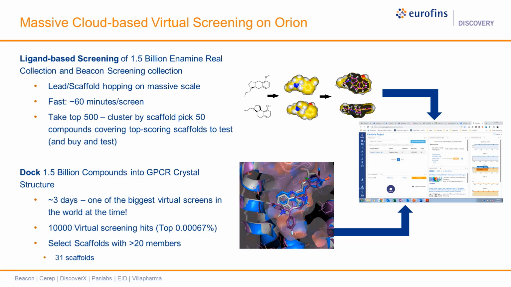The second experiment is the docking experiment, where we took our model from the 6DSO crystal structure and docked 1.5 billion compounds from the Enamine REAL collection into that model of the binding site. This took 3 days. And at the time, we're not 100% sure, but we think it was probably the largest virtual screen ever done in the world. We pulled 10,000 virtual screening hits, and we selected scaffolds from this set with greater than 20 members, and we ended up with 31 scaffolds.